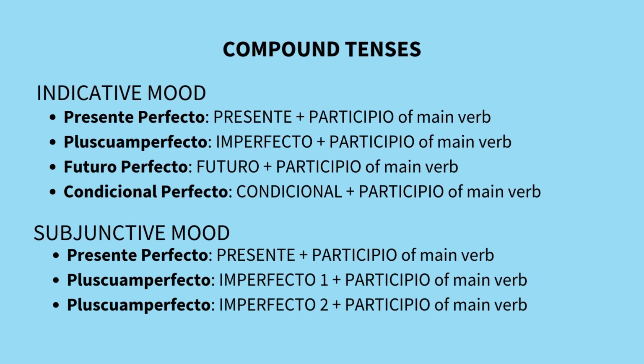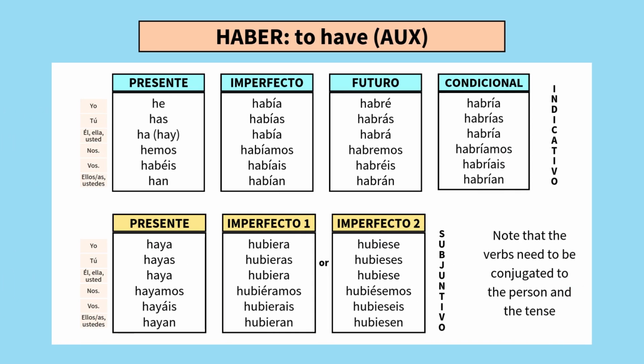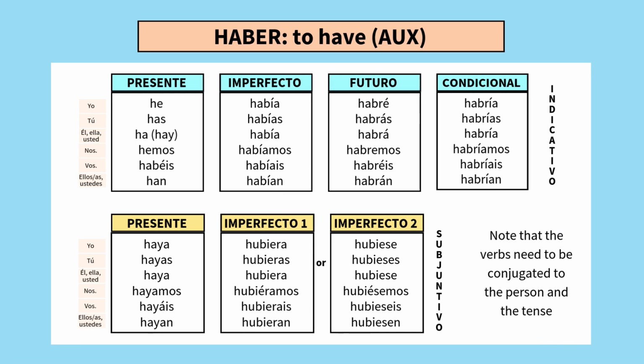So here's the written view on how to form the perfect tenses, both for the indicative and for the subjunctive moods. For the compound tenses, you have to know how to conjugate haber. And if you like, you can pause the screen now and I'll show you how it's conjugated.